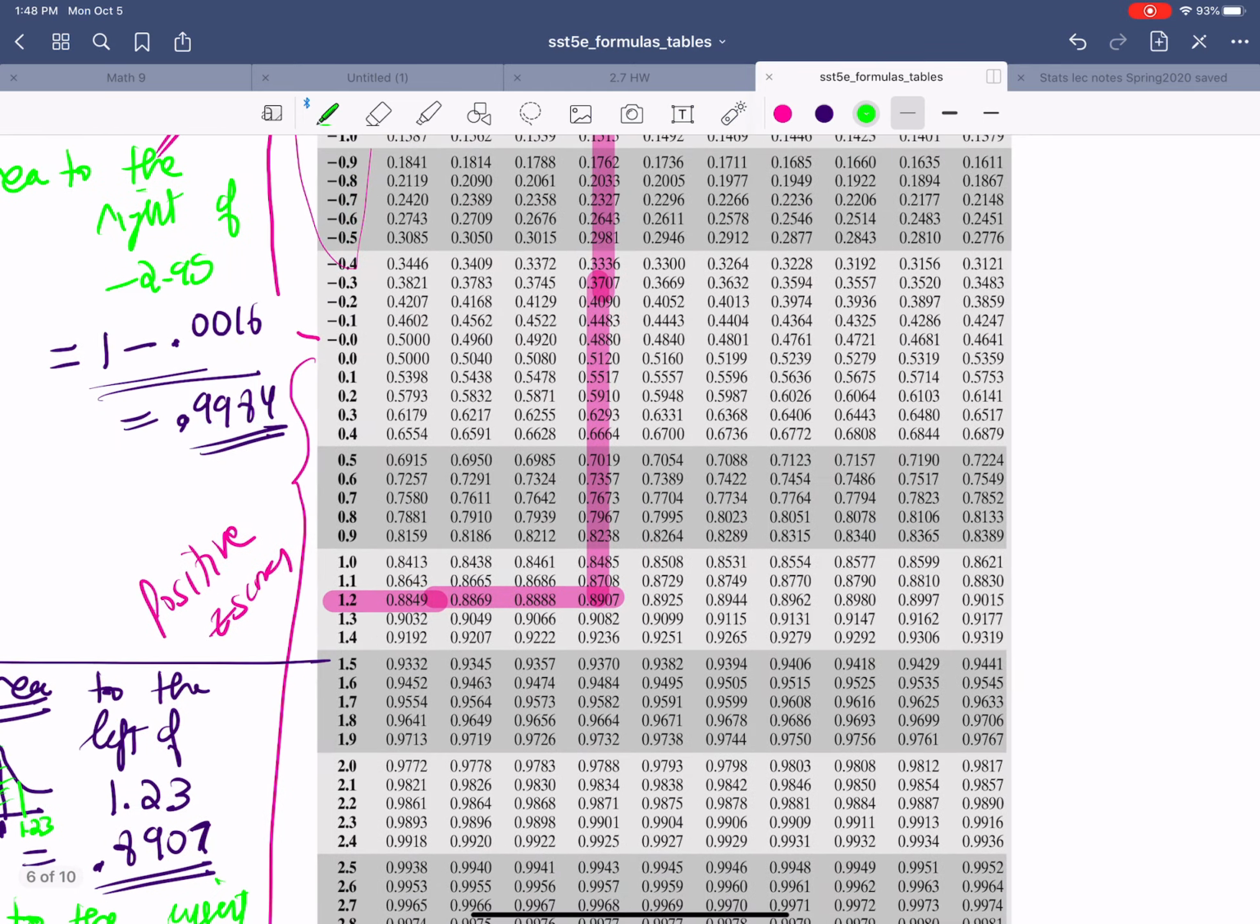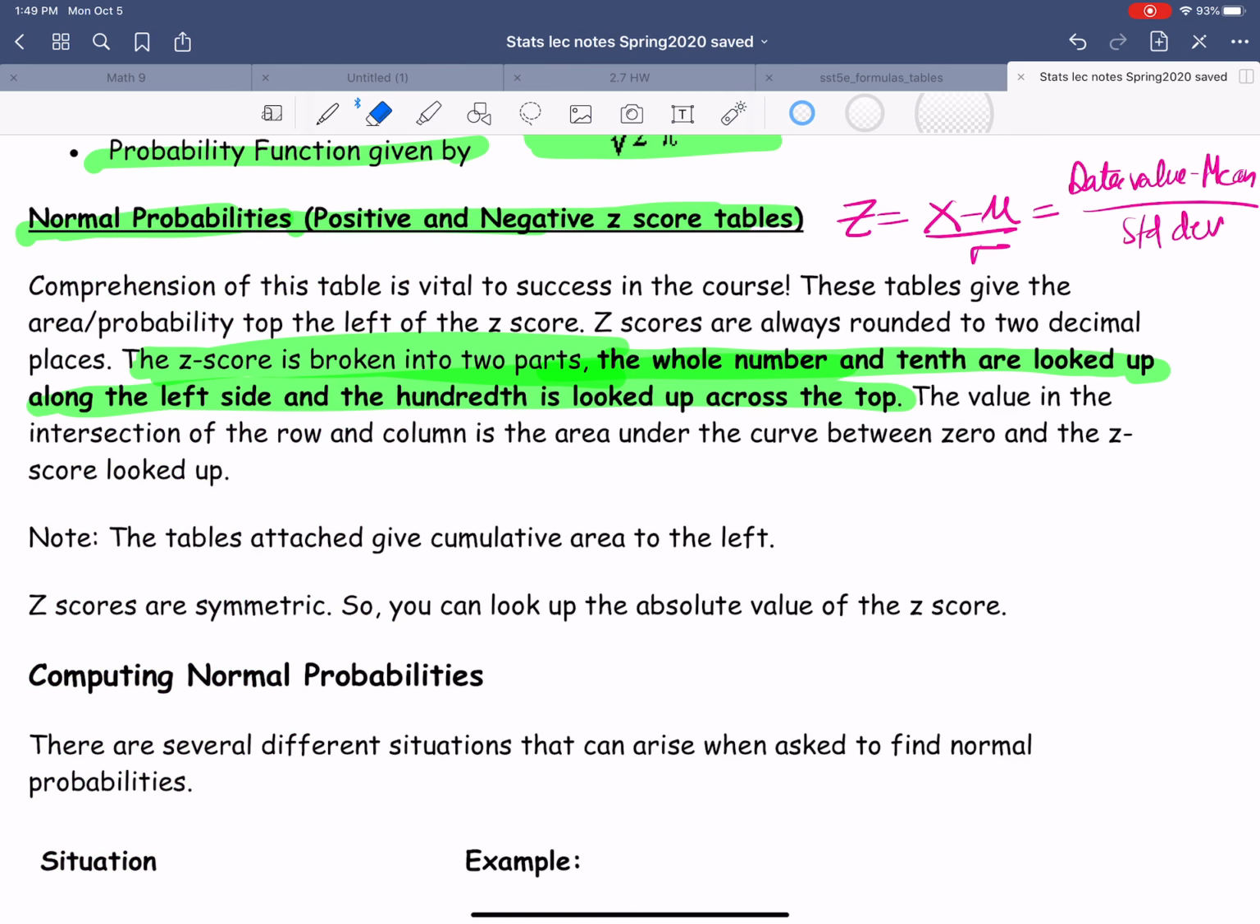Most of the problems I will be doing for the homework, I will be using the tables to show you how the tables work, but you can also save time by using the Casio 991 calculator. Instead of looking at the table every time, you could be doing the problems much faster using the Casio calculator. I'm going to also post another video showing you how to use StatCrunch to find these areas. Okay, back to the notes.